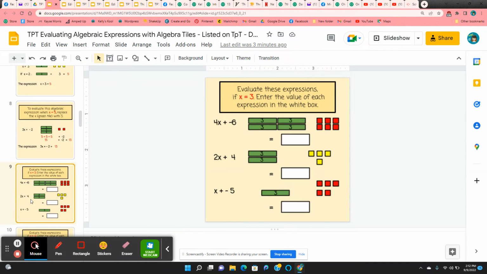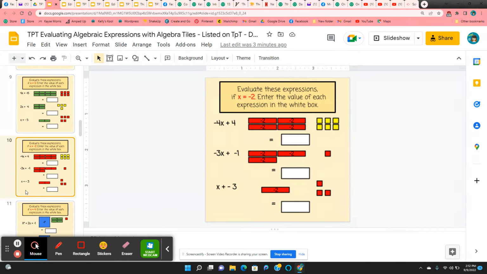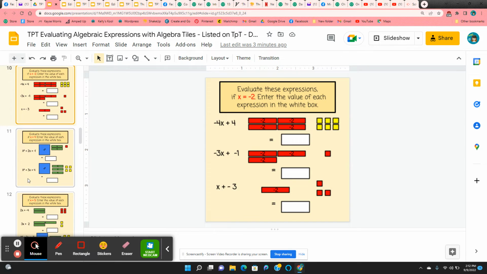And then in the next few slides, they're going to evaluate each expression and determine the answer when x is 3. So on all 3 of these, x is going to equal 3. And then they're just going to type in the answer here. Same thing on 10, but this time x is going to equal negative 2. So they can see that all of these are negative. And again, they're going to type in the 3 answers.